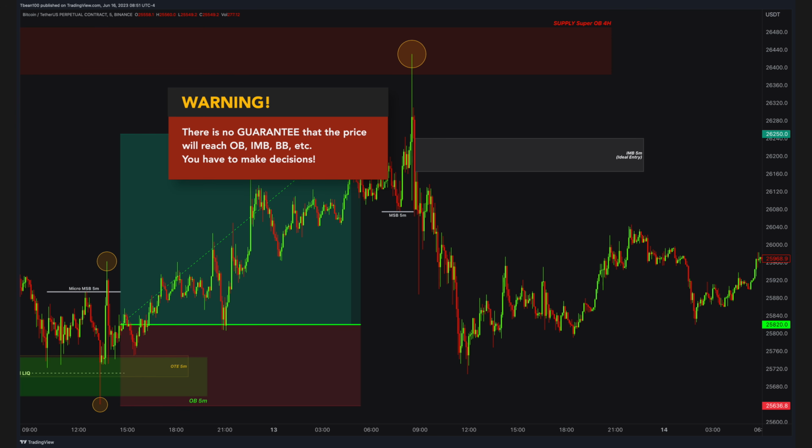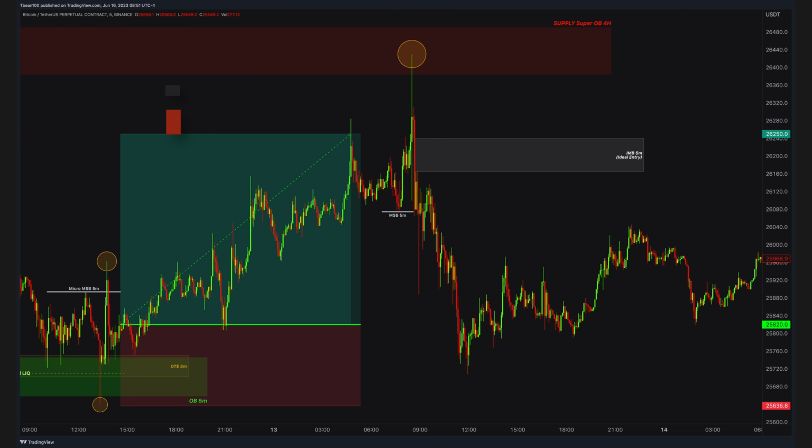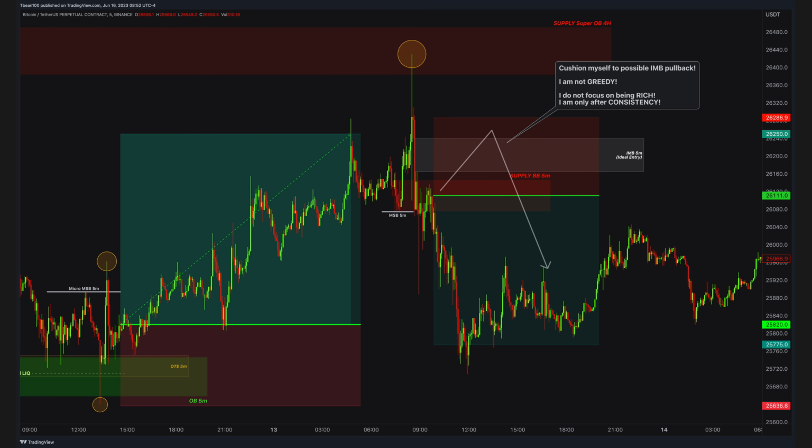Did God create the imbalances? No. Everything we do is educated guesses and working with statistics. None of the smart money is a godsend. Remember this. Notice this breaker block. This is where I entered, but I always caution myself. God did not create these rules, but God gave me a brain at least.